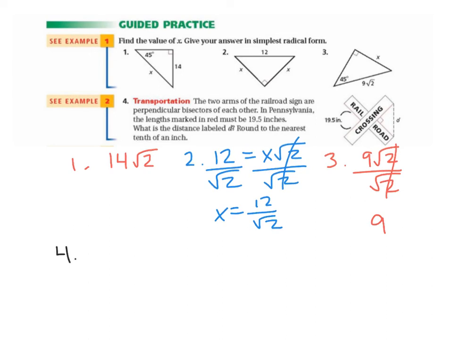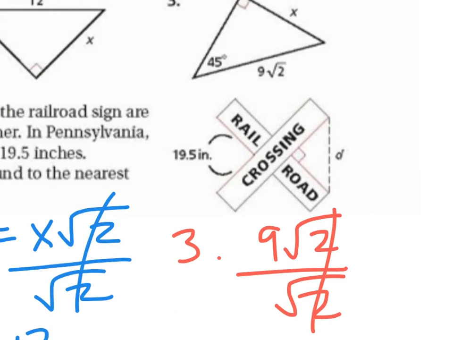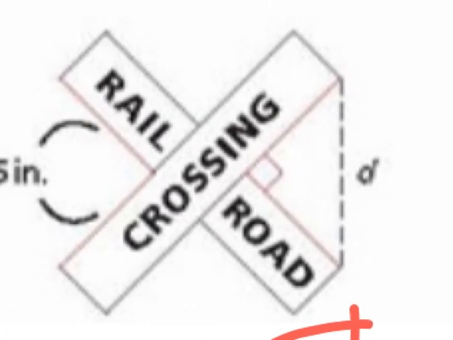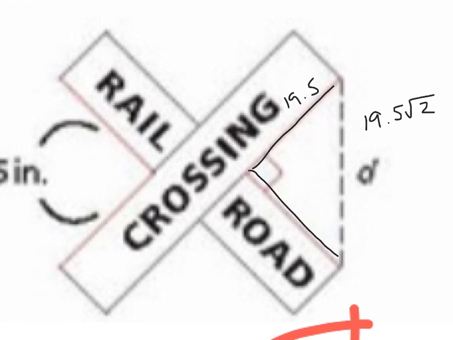Number 4, the two arms of the railroad sign are perpendicular bisectors of each other. In Pennsylvania, the lengths marked in red must be 19.5 inches. What is the distance labeled D, rounded to the nearest tenth of an inch? So let's look at our picture. What are the legs of the triangle we have? 19.5. So if the length of the leg is 19.5, what would our hypotenuse be? 19.5 times square root 2. Now we don't have a calculator, so we can't find it to the nearest tenth, but we can just leave it like this.